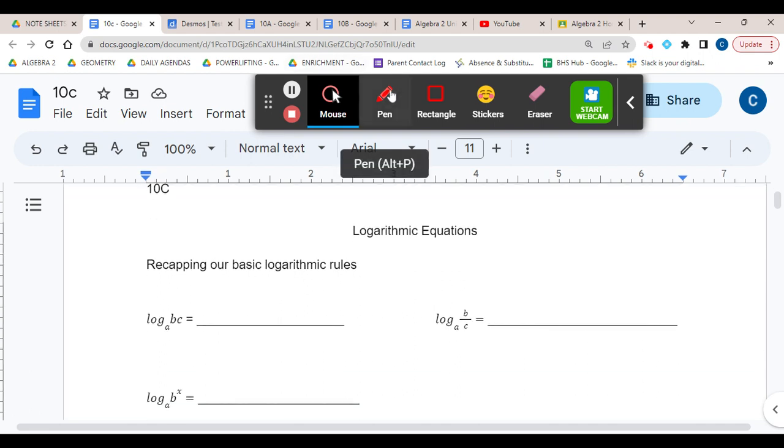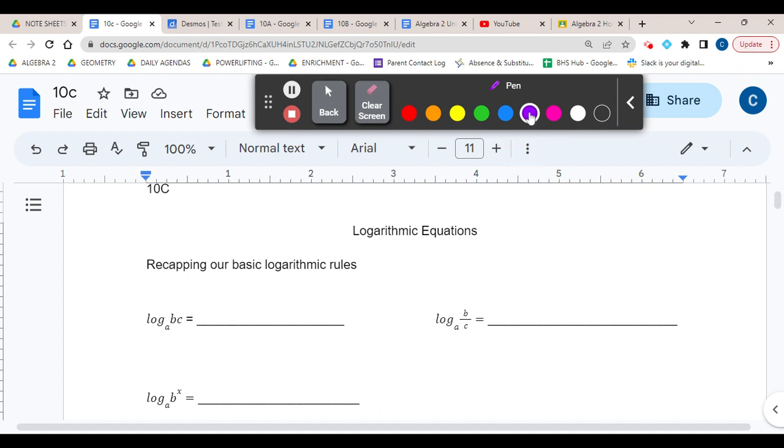So, we had a couple logarithmic rules from our 10B notes that I would just like to go over real quick. If we have this first one here, log base A of B times C, what that's really going to be is log base A of B plus log base A of C. So when we have two numbers multiplying in the answer portion of the logarithm, we can split it up and add the logarithms.